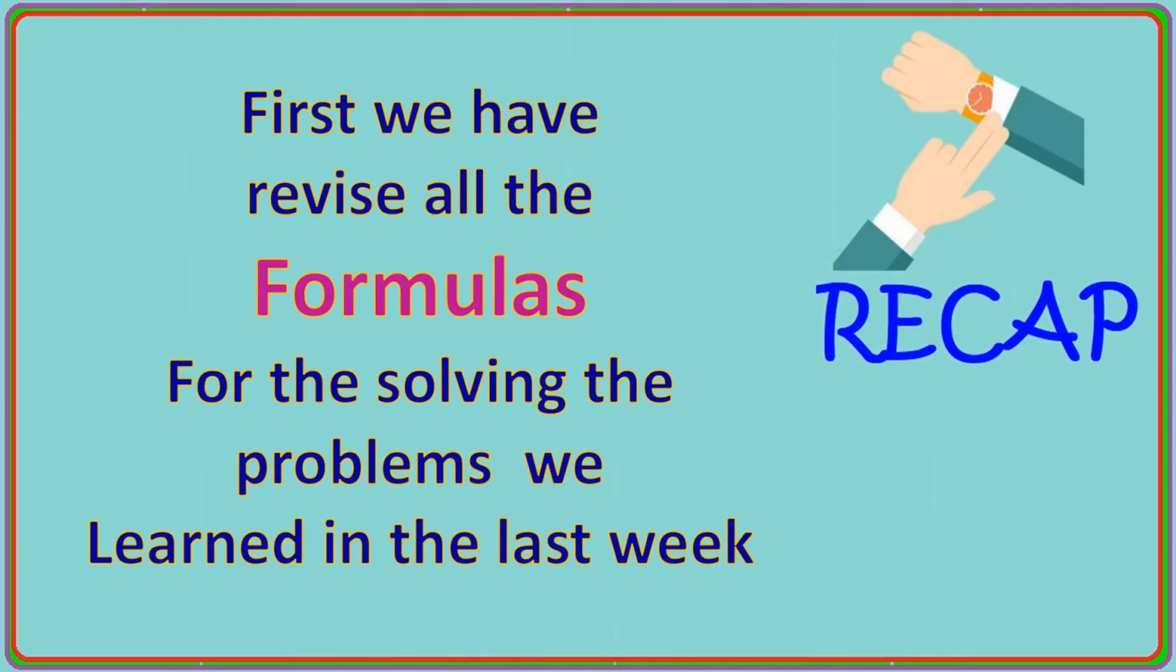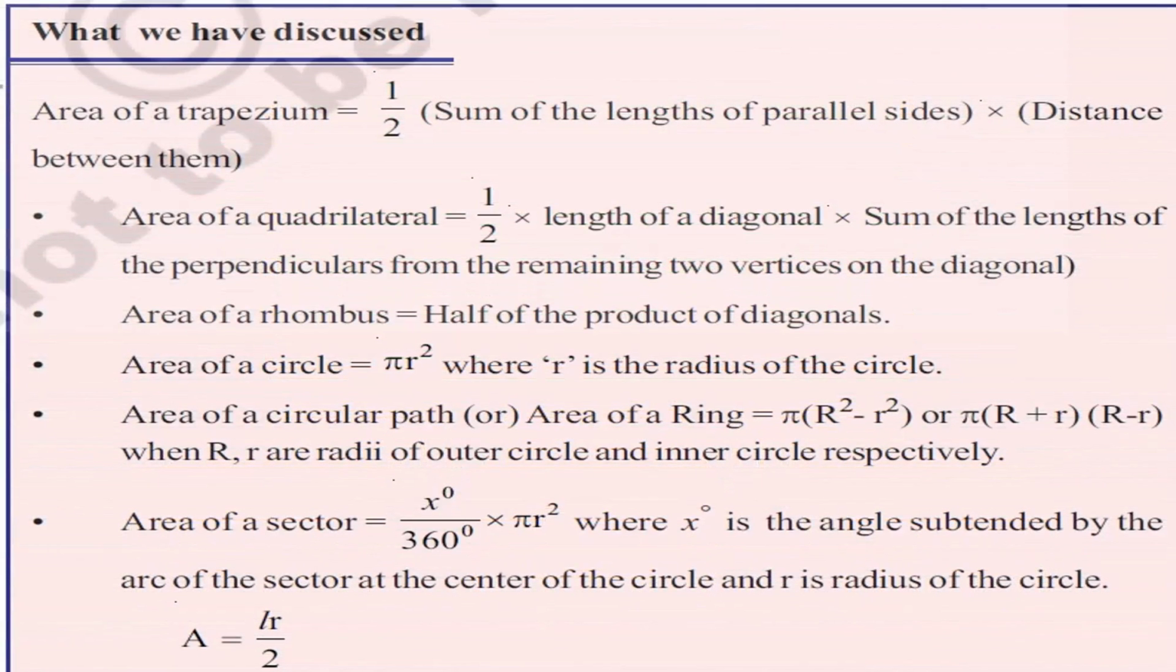Recap. First, we have revised all the formulas for solving the problems we learned last week. Area of trapezium is half into sum of the lengths of parallel sides into distance between them. Area of quadrilateral is half into length of a diagonal into sum of the lengths of the perpendiculars from the remaining two vertices on the diagonal. Area of rhombus is half of the product of diagonals. Area of circle is pi r square, where r is the radius of the circle.